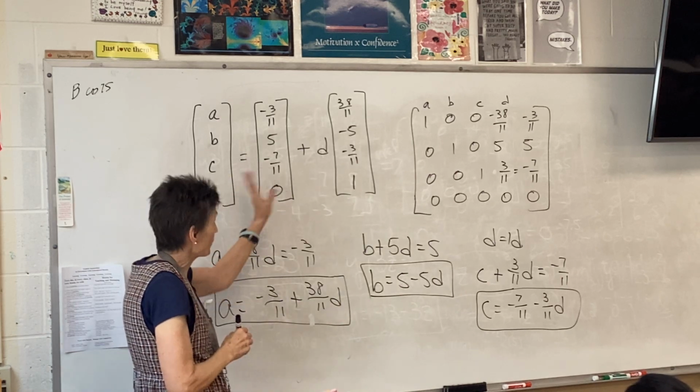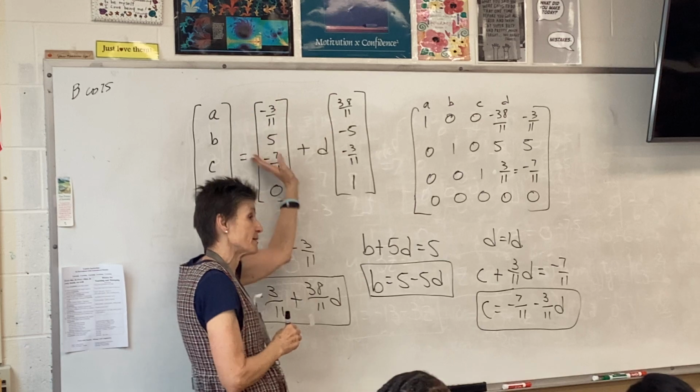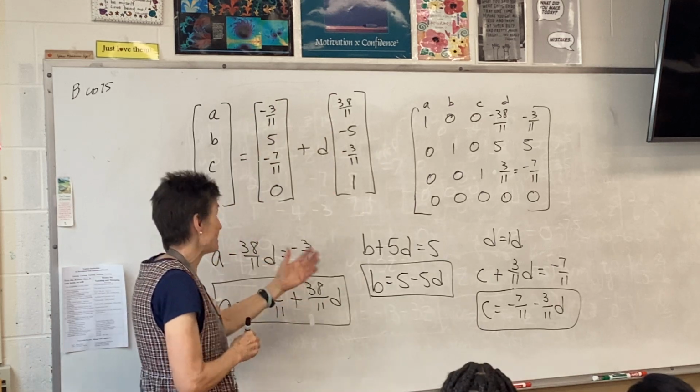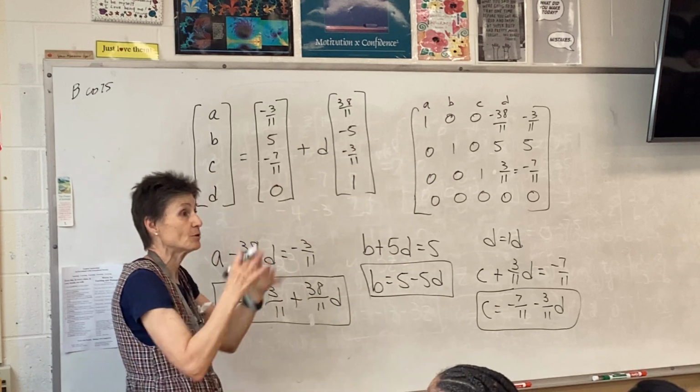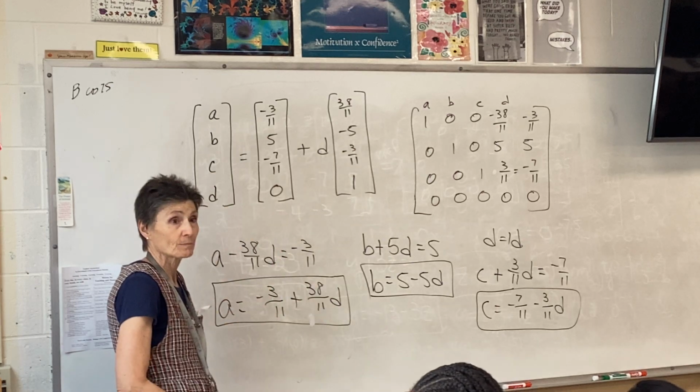This is called the general solution. This describes all of the answers. If you let D be 6, you'll get one set of answers. If you let D be 7, you get another set, and so on.